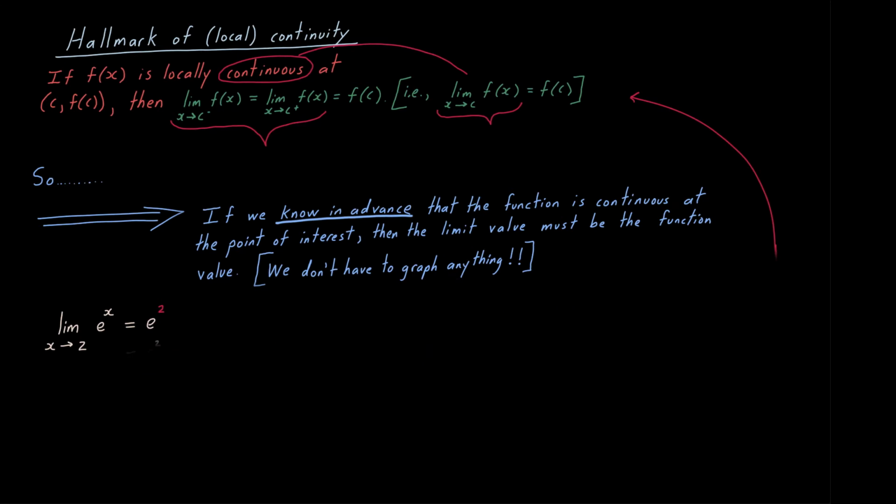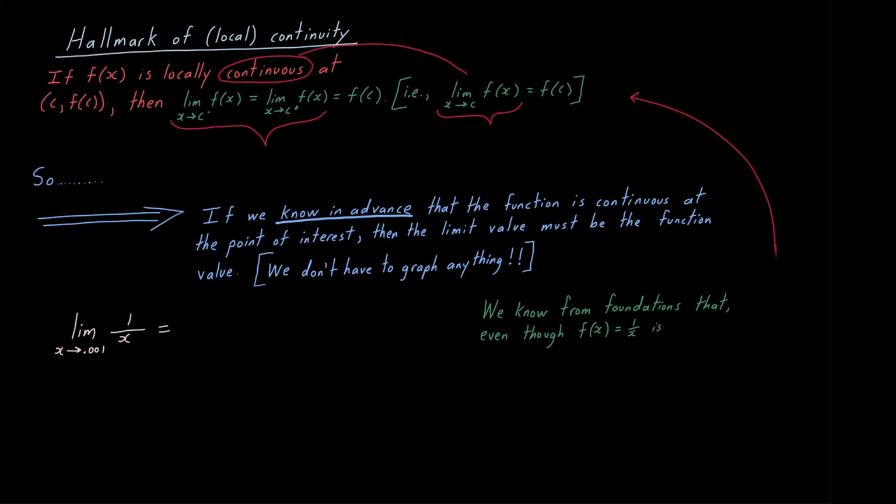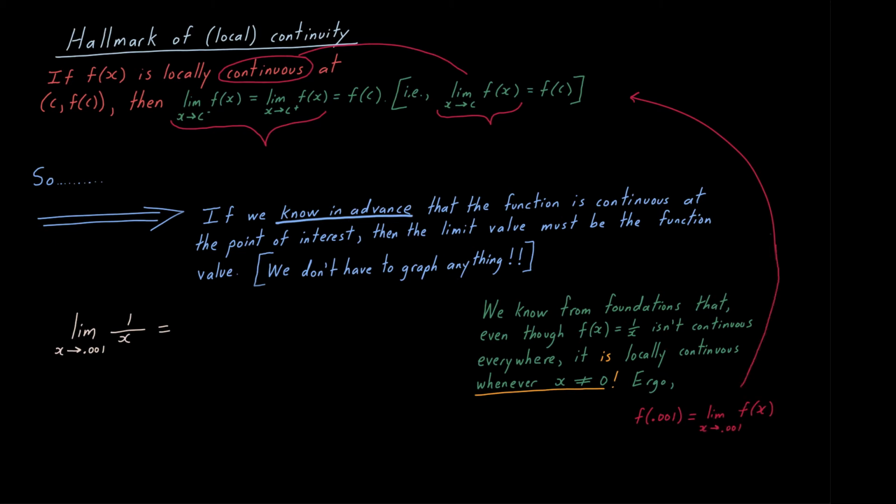However, what if we have another well-known fellow who is known to not behave so nicely, like 1 over x? From foundations, we know that he is not continuous everywhere. However, from the previous video, we know that he is locally continuous everywhere else. And local continuity is all that is required for the limit value to equal the function value at a point. For example, in this case, the function value at 0.001 will equal the limit value by continuity.